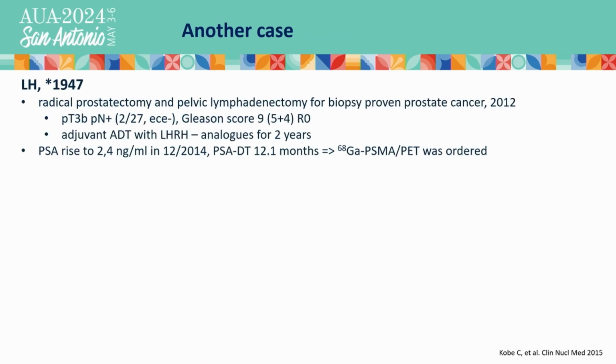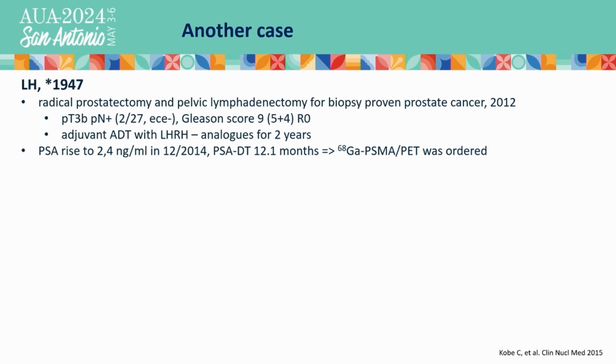Second case I would like to discuss with you is a patient who underwent radical prostatectomy for biopsy-proven prostate cancer. It was a pT3b disease. He had 2 out of 27 lymph nodes positive, but no extracapsular invasion. There was an ISUP 5 tumor, and surgical margins were negative. The patient received adjuvant ADT for 2 years, which at that time, 2012, was our standard approach.